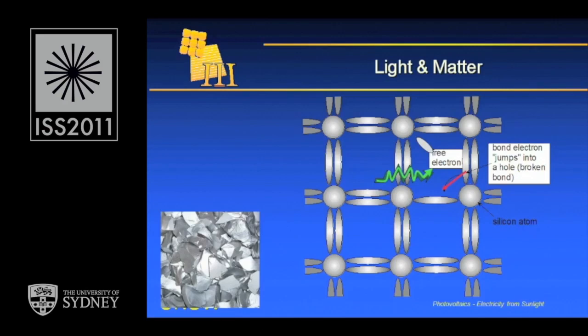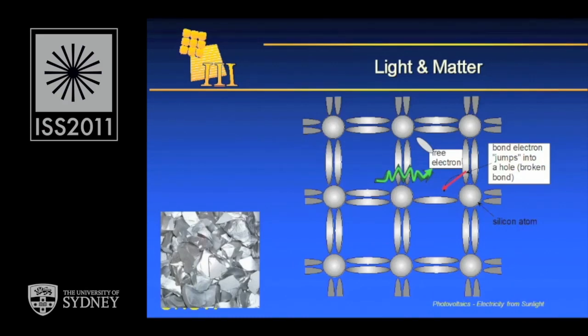For example, an electron in a neighbouring bond here can jump into that broken bond quite easily. There's not much energy required for an electron to move from this bond to this one here. So if you think about it, what's happened is the broken bond has moved from here to here. And that's the way you do think about it in silicon physics.